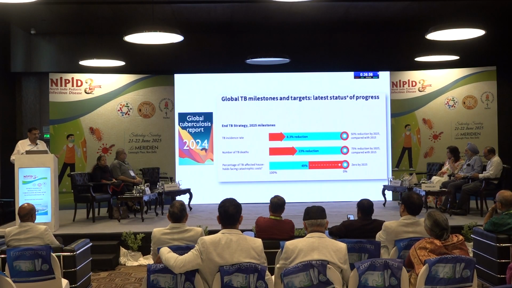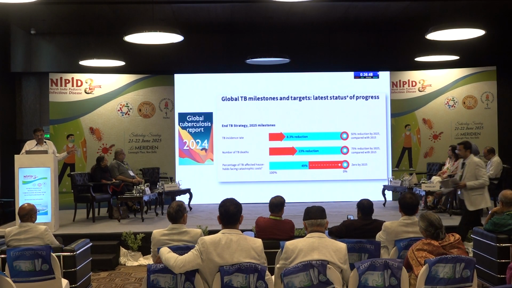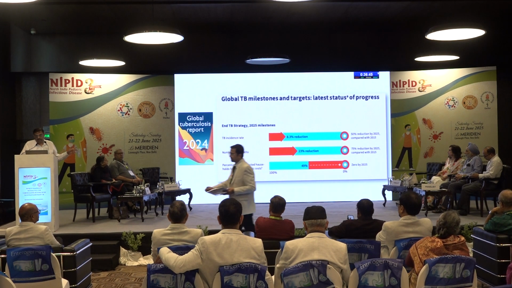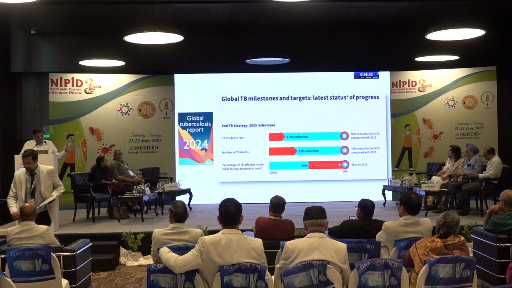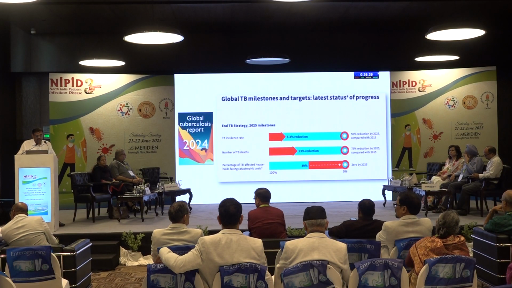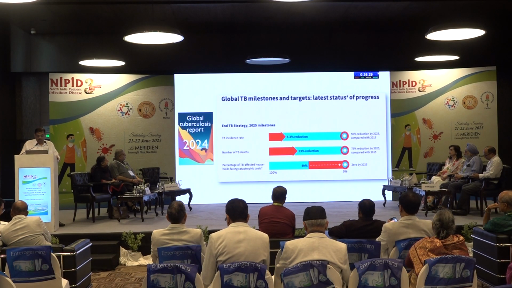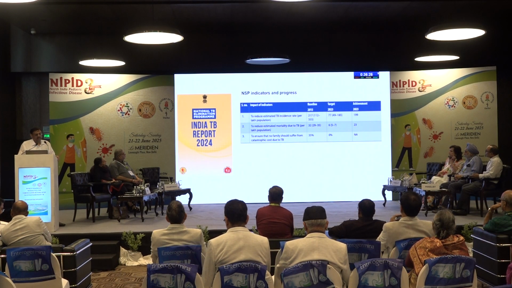This global tuberculosis report published in 2024 talks about an 8.3% reduction in the incidence of tuberculosis, right? So that is what we have achieved. We have achieved a 23% reduction in mortality and a 49% reduction in the catastrophic cost, which is way behind the targets which we had actually initially thought we could do. And similar is the Indian data.